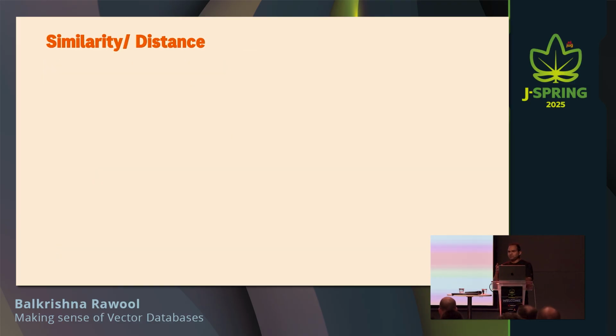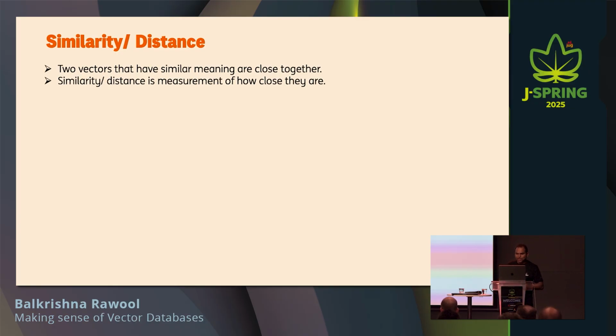There will be a bit of math in this section. So let's see what is similarity and distance. So two vectors that have similar meaning, or two, let's say, data that have similar meaning are close together in their vector space. Similarity and distance is a measurement of how close they are. So basically, if they are really close, they are similar. They are far away, then they are not that similar.